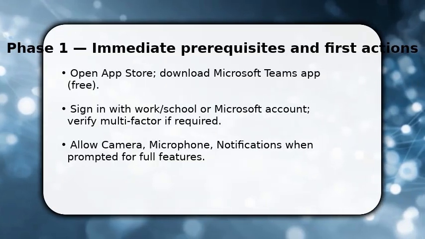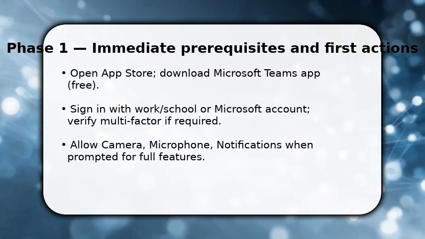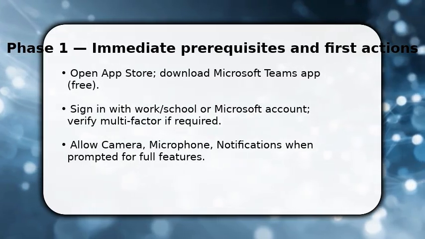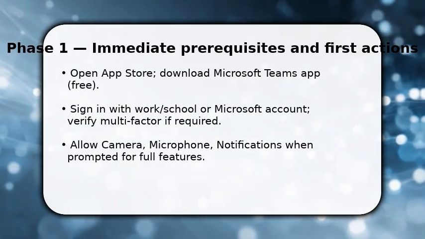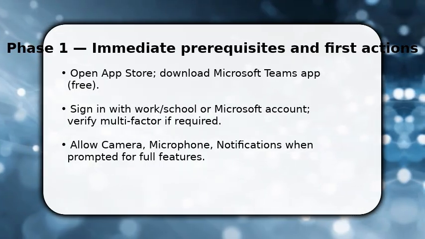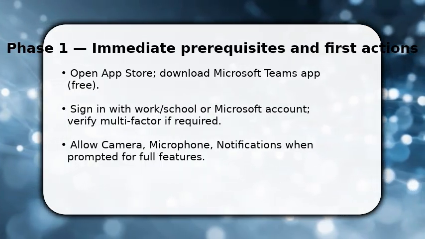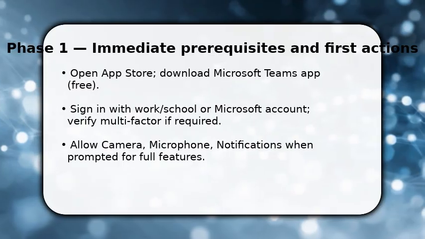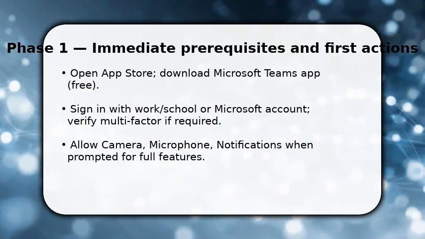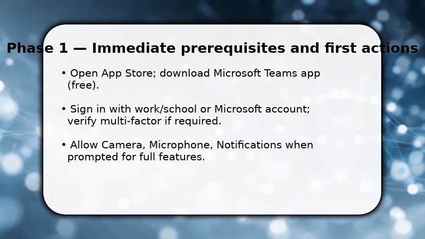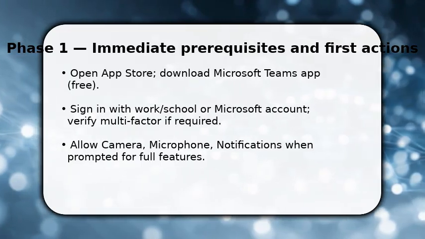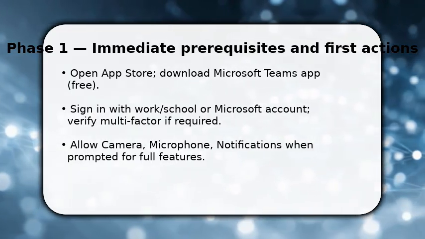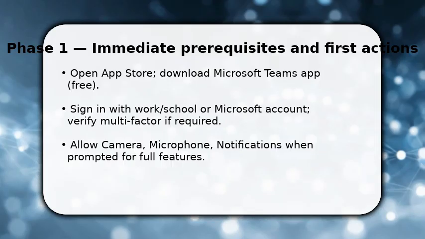You'll start by installing and signing in, so open the App Store and download Microsoft Teams, then launch it. Sign in with your work, school, or Microsoft account and complete any multi-factor verification. This secures access. When the app asks, allow camera and microphone so you can join meetings with audio and video, and enable notifications to receive chat and calendar alerts.